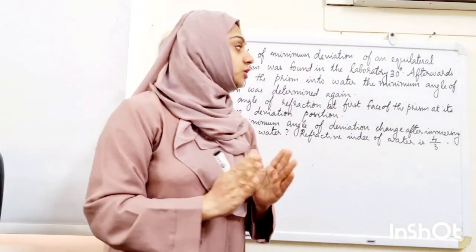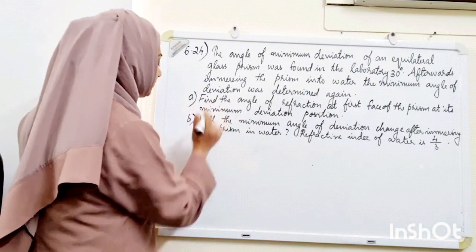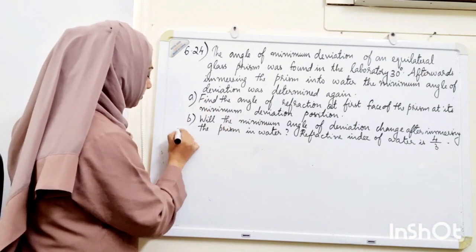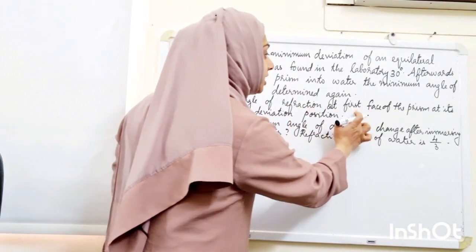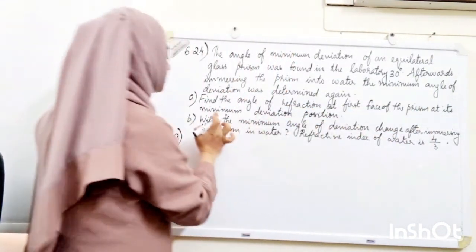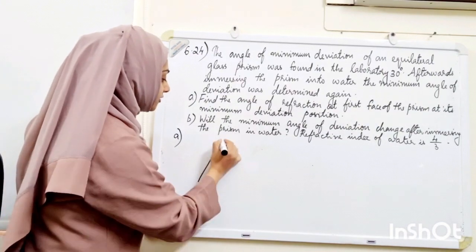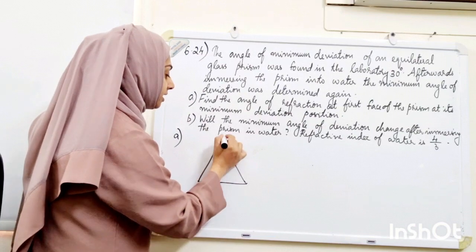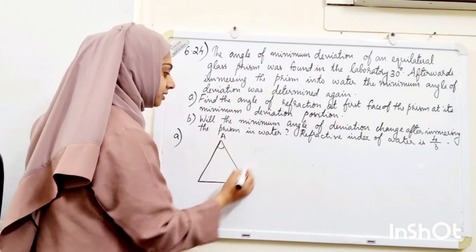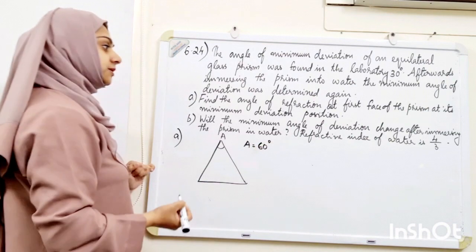Also, you should know the concept of minimum deviation. So let us see the first question, the A part. Find the angle of refraction at the first phase of the prism at its minimum deviation position. So we have an equilateral triangle. What will be the angle of an equilateral triangle? The angle of an equilateral triangle will be 60 degrees.